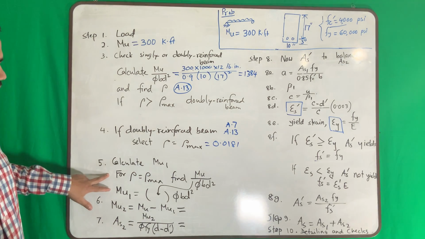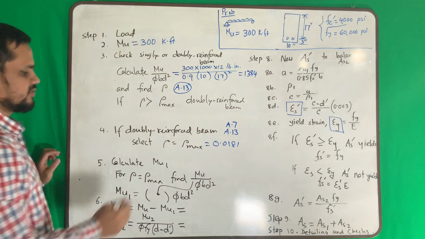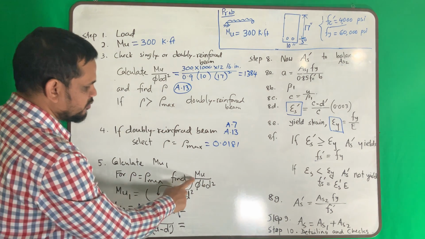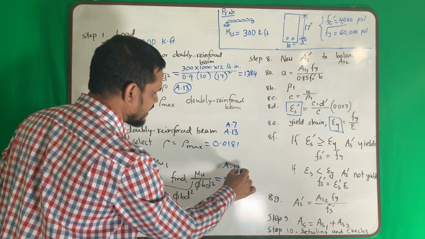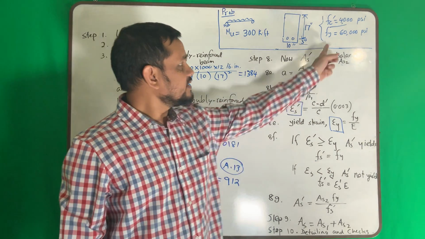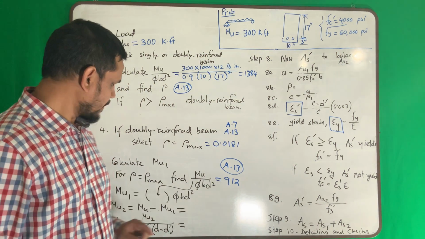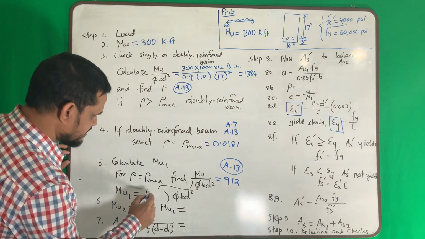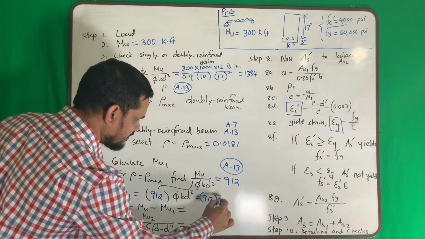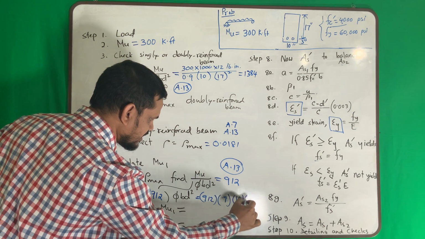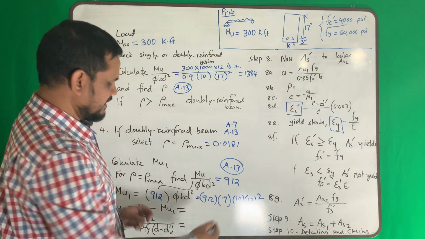Then calculate the moment capacity for this reinforcement. For rho max, find Mu by phi b d squared. We already saw that value, 912 in table A13. Now, if I change the material properties, your table number will change, this value will change. Okay, then what is the moment capacity? 912 times phi b d squared. So 912, phi is 0.9, b is 10, d squared is 17 squared. And this is in pound-inch units.